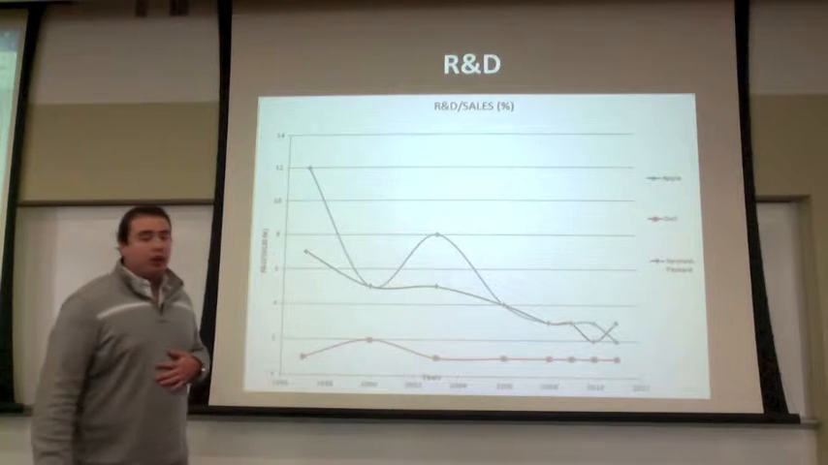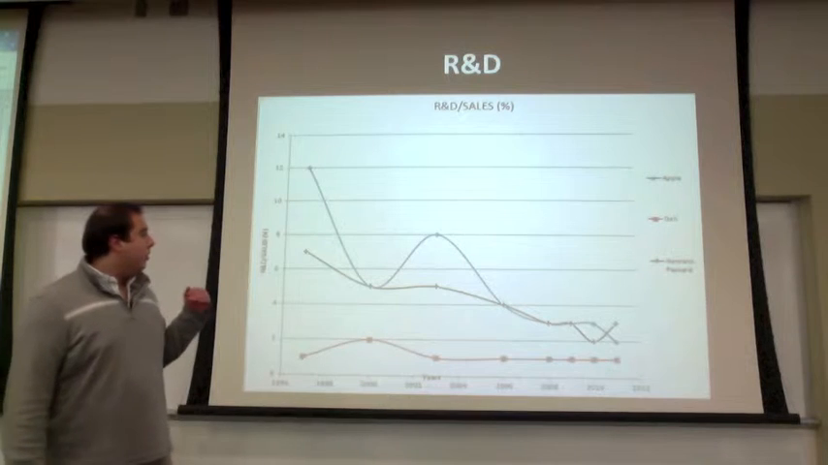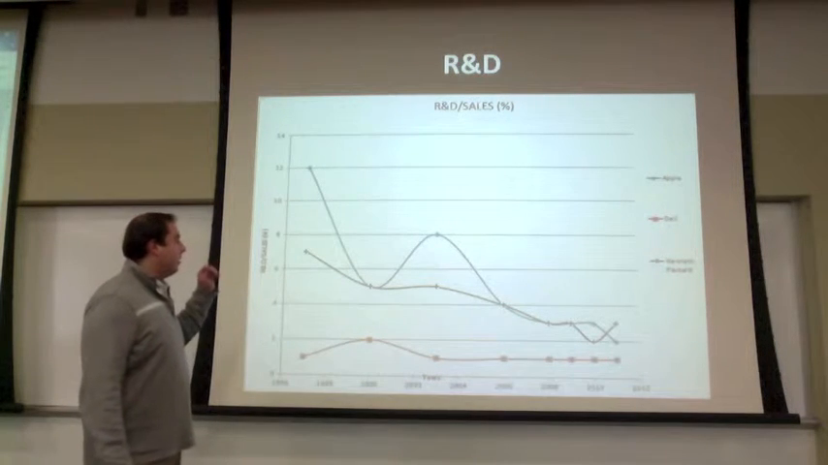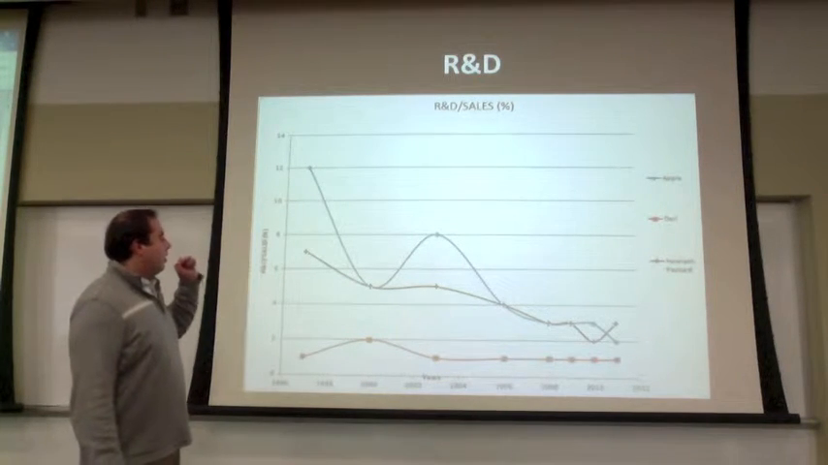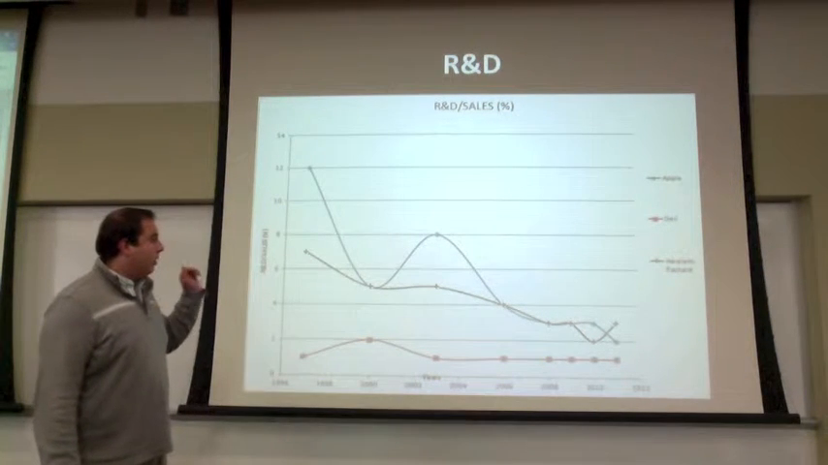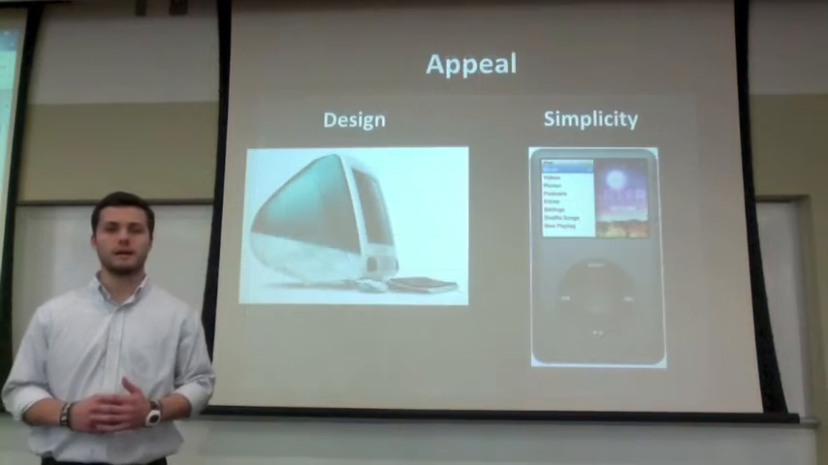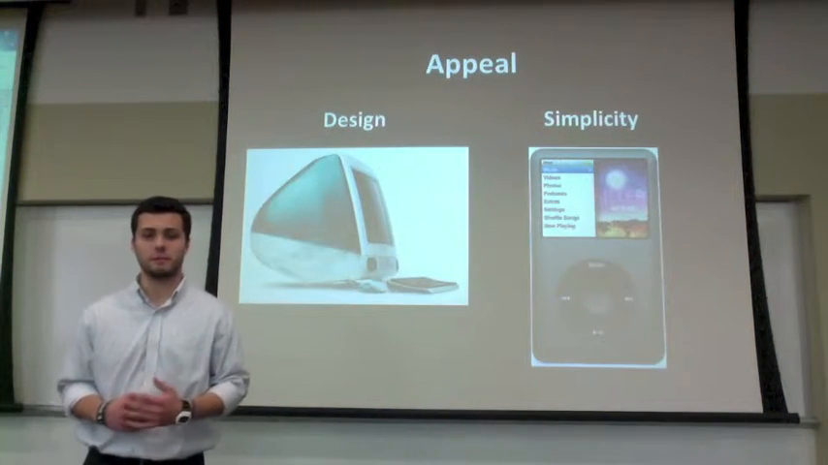And a final component, basically Apple's innovation is due to R&D. In this graph, what I'm plotting here is Apple's R&D percentage, so R&D divided by sales. As you can see here, Apple has consistently been the one investing the most in R&D in terms of sales. In terms of its appeal, Apple has three significant advantages over its competitors.